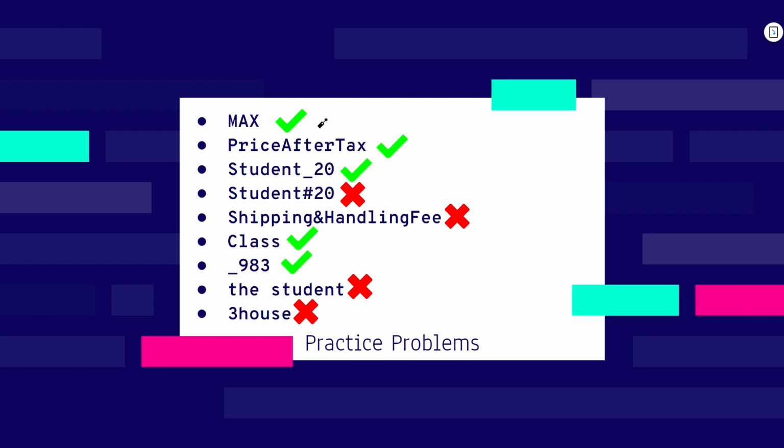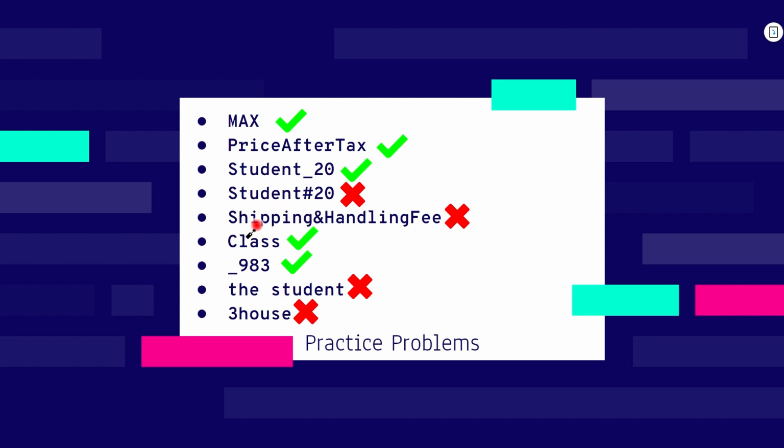Okay, so here are the solutions. The first one, max, is correct. Then we have price after tax. This is also correct, nothing wrong with it. Then we have student underscore 20. Underscore is a valid symbol for identifiers, so it's correct. Then we have student hashtag 20. This is incorrect because of the hashtag. Hashtag is not a valid symbol for identifiers. Therefore, this identifier is incorrect.